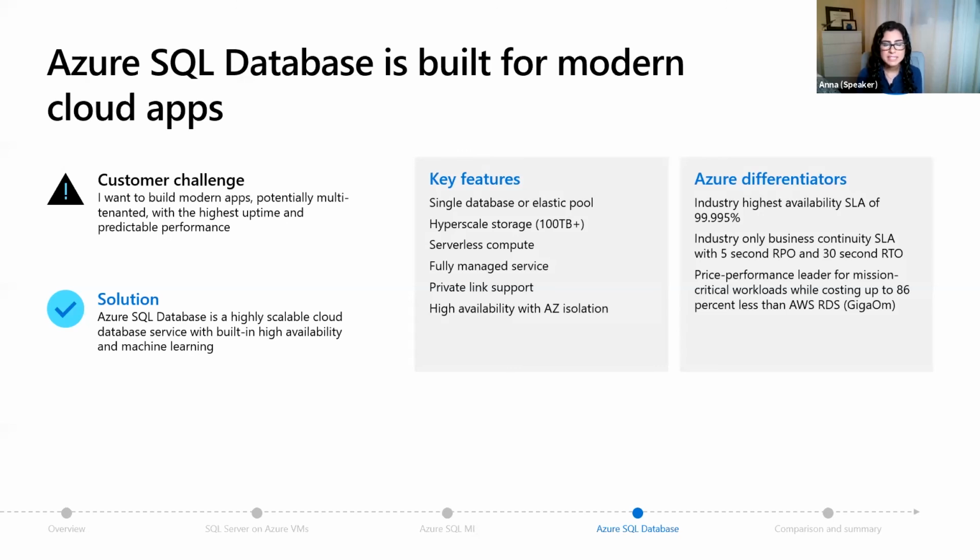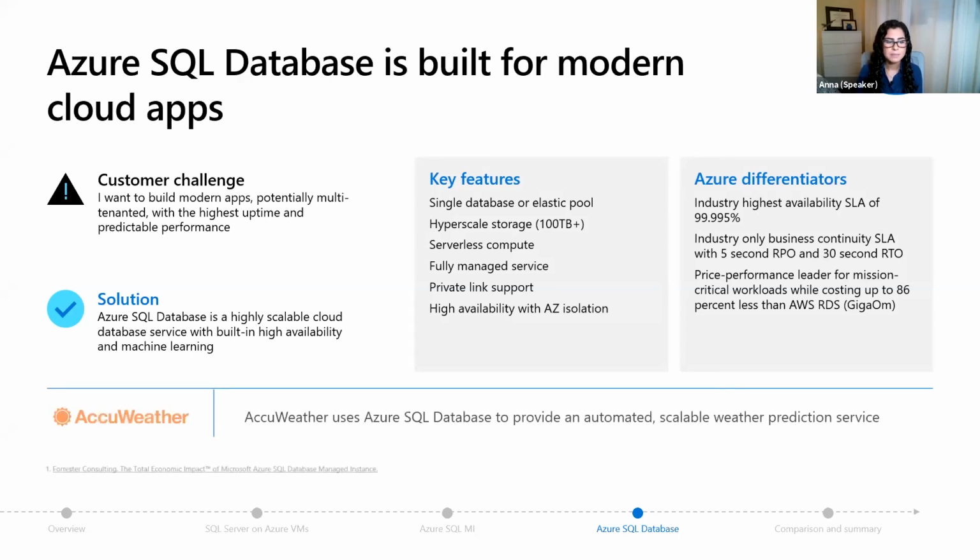We also have private link support, so you can have a totally private endpoint. If you do a DNS lookup, you won't see any of that information that you can sometimes see otherwise. And Azure SQL Database is going to give you the industry highest SLA of 99.995% of uptime, which basically amounts to less than 26 minutes a year of downtime. So that's pretty significant.